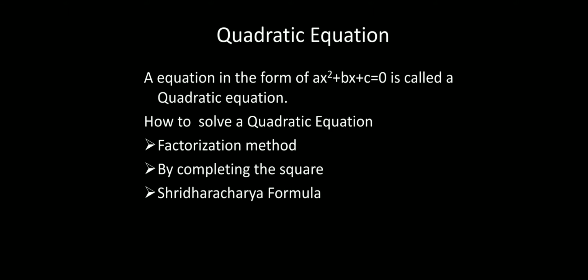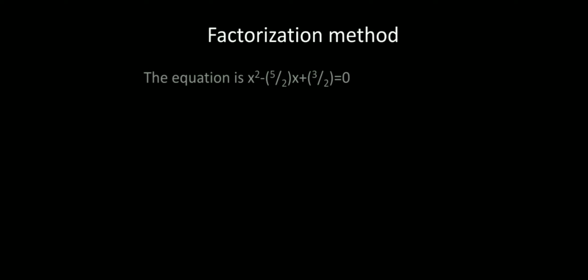Moving further, how to solve a quadratic equation? Solving a quadratic equation means taking out the value of x in the equation. There are three ways to do this. The first one is the factorization method, in which we use the middle term split. By completing the square, we make the equation in the form of a square minus b square, to write it in the form of a plus b, a minus b. And then the Shridharacharya formula, which will be taught to you in this chapter. So let us start with the factorization method.